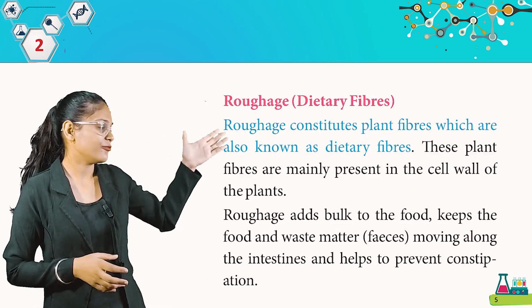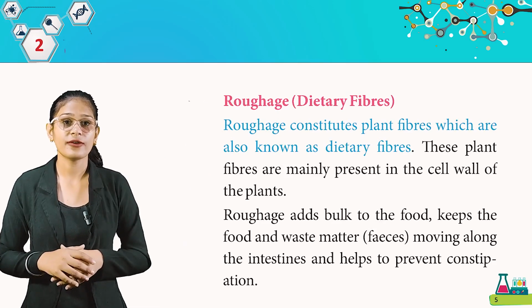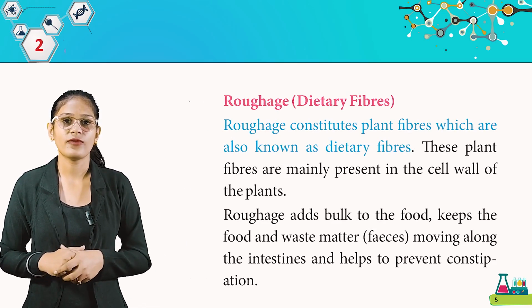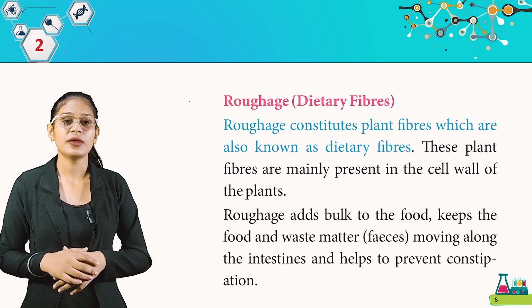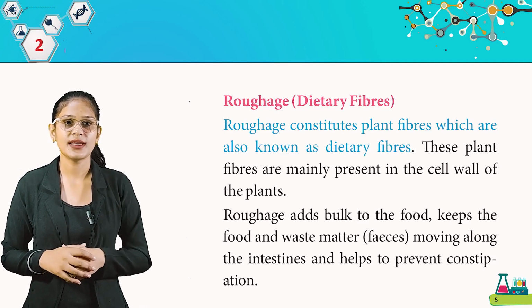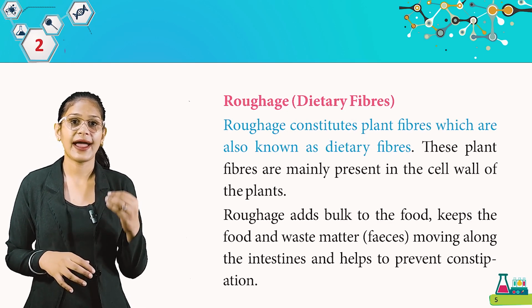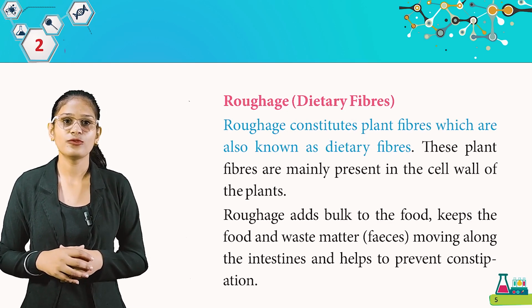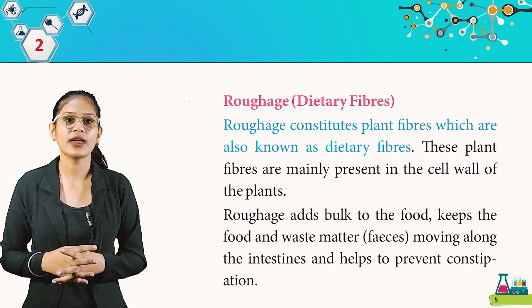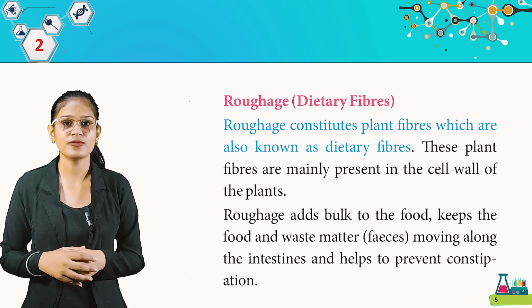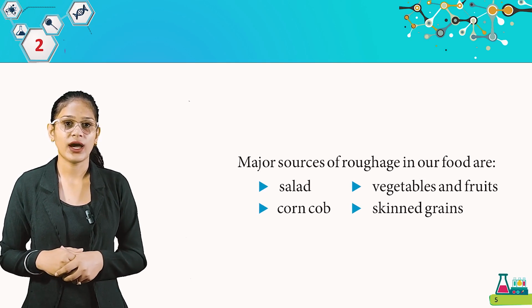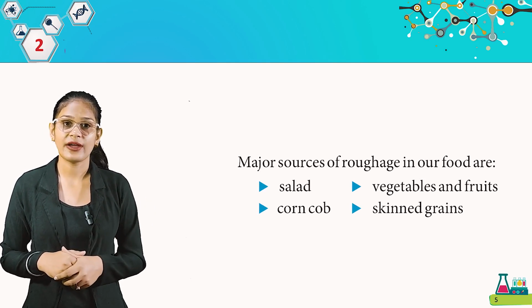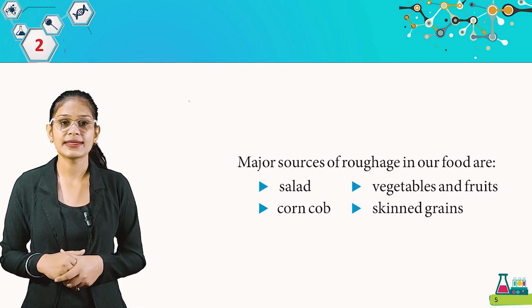Here is roughage, dietary fibers. Roughage constitutes plant fibers which are also known as dietary fibers. These plant fibers are mainly present in the cell wall of the plants. Roughage adds bulk to the food, keeps the food and waste matter feces moving along the intestine and helps to prevent constipation. Major sources of roughage in our food are salad, vegetables and fruits, corn cob, skin grains.